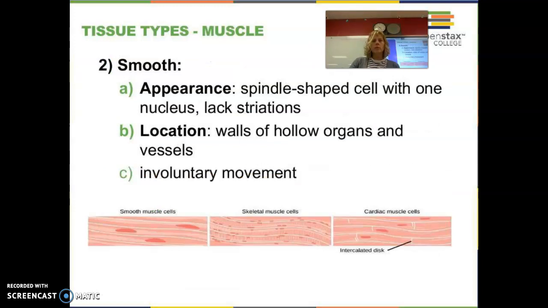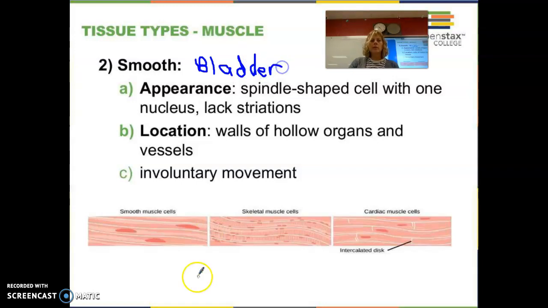Smooth muscle, we find smooth muscle lining the walls of organs and so on. This is more that involuntary movement. So something like your bladder, for example, would be an example of a smooth muscle, right? It's kind of voluntary, but it kind of becomes involuntary after a while.